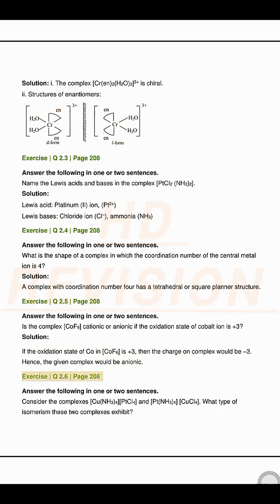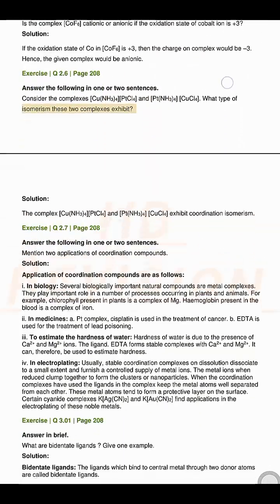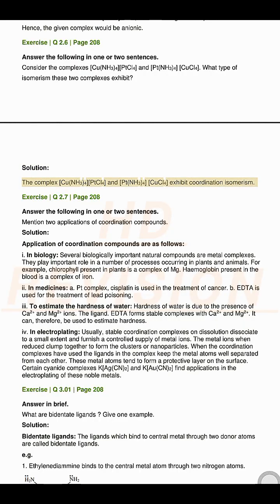Exercise Q2.6, page 208. Answer the following in one or two sentences. Consider the complexes [Cu(NH3)4][PtCl4] and [Pt(NH3)4][CuCl4]. What type of isomerism do these two complexes exhibit? Solution. The complexes [Cu(NH3)4][PtCl4] and [Pt(NH3)4][CuCl4] exhibit coordination isomerism. Exercise Q2.7, page 208. Answer the following in one or two sentences. Mention two applications of coordination compounds.